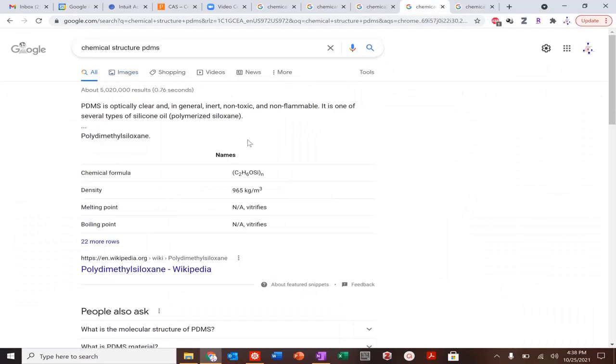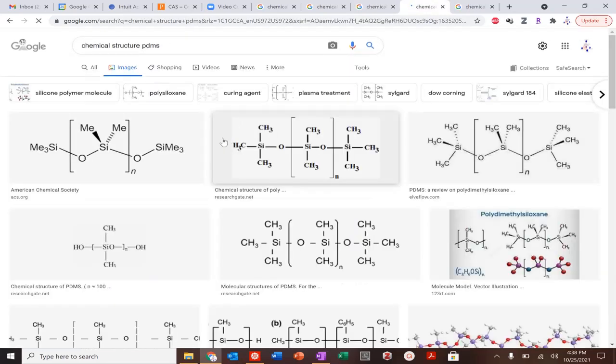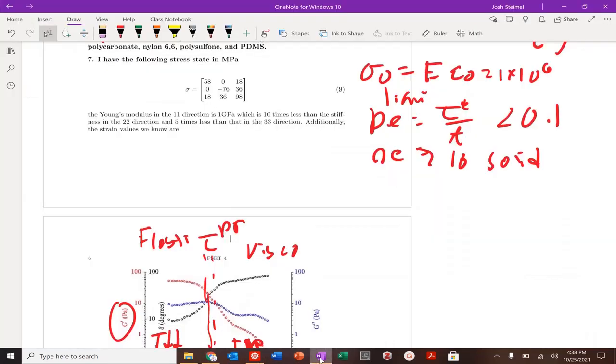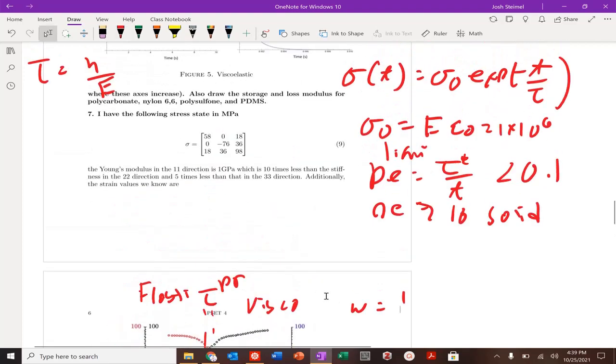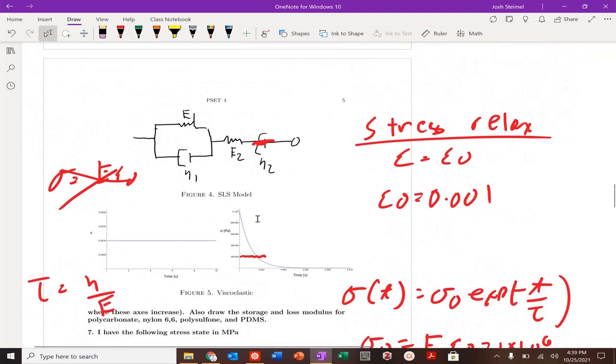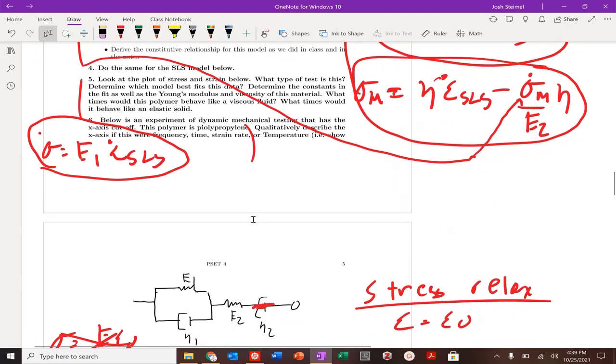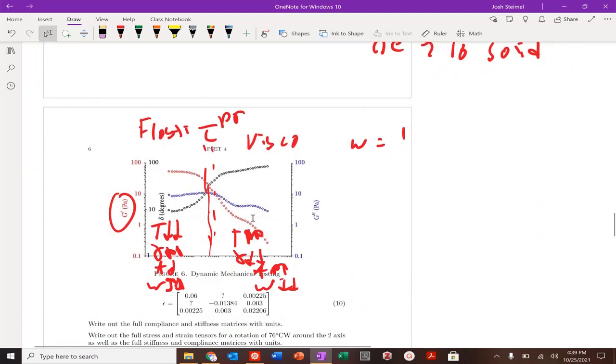If I look at PDMS, this is probably our lowest Tg. The lower the Tg, the faster the relaxation time. So it has a very, very fast relaxation time. It depends on your axis. If we were drawing an axis looking at the relaxation time, the relaxation time is going to be proportional to the Tg. The lower the Tg, the lower the relaxation time, the faster it's able to respond.